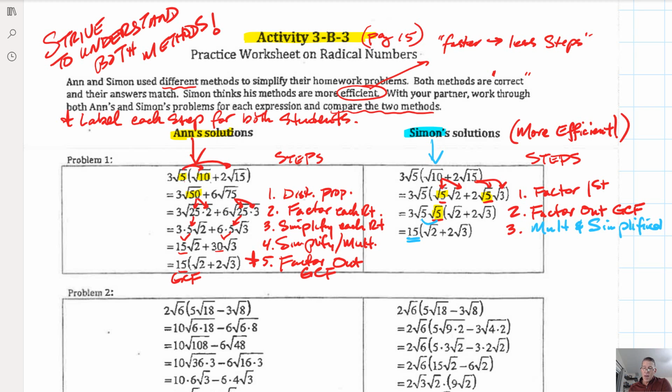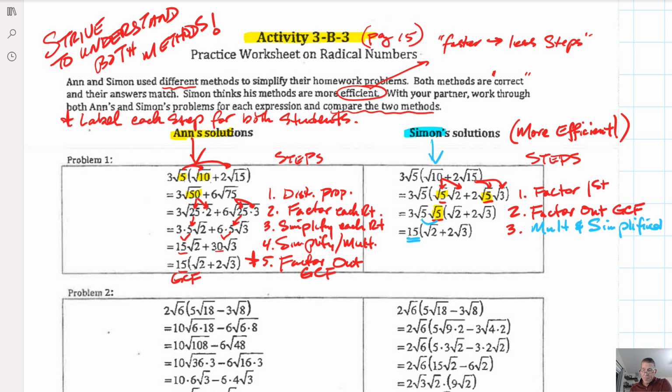All right, Anne is methodical. She was trained to distribute each time, and that's what she did. It took her 5 steps to do it. Simon, well, he factored first, factored out the GCF, and then multiplied, and did it in 2 less steps. So he's more efficient. But either one's good, right? Both got to the same result. Both are correct. It just so happens that Simon does it a little bit more efficiently, meaning less steps.